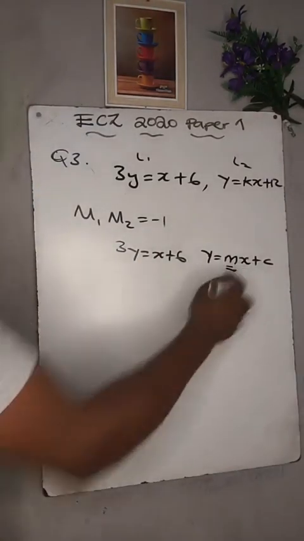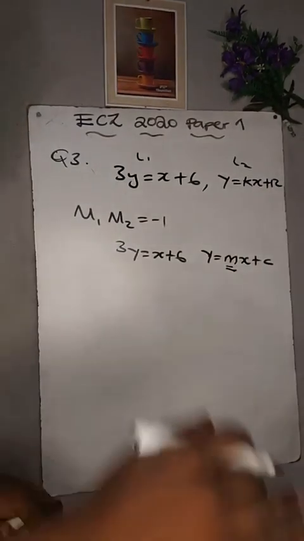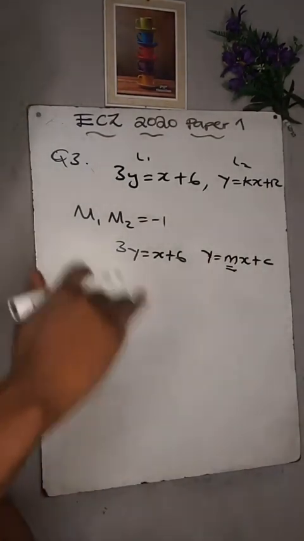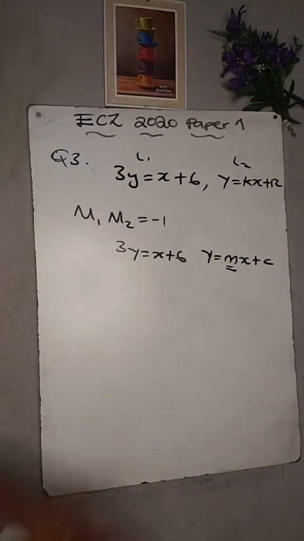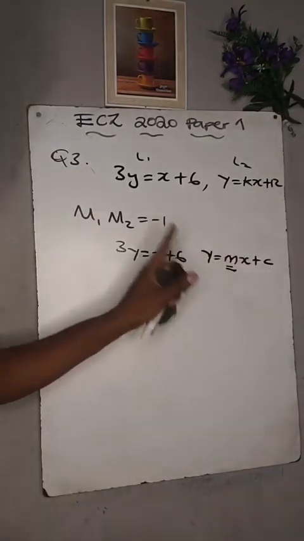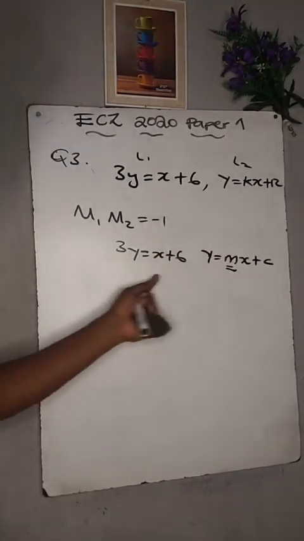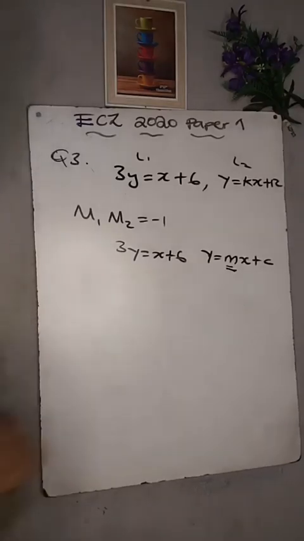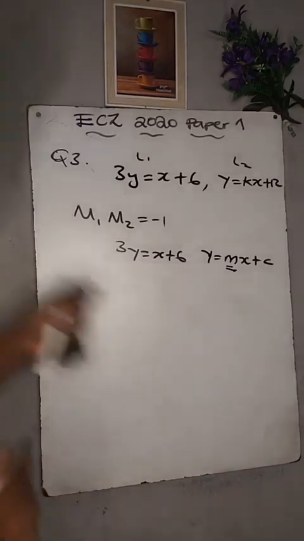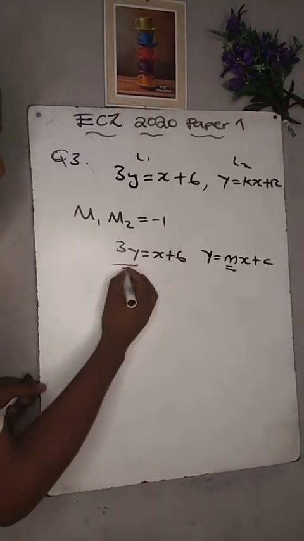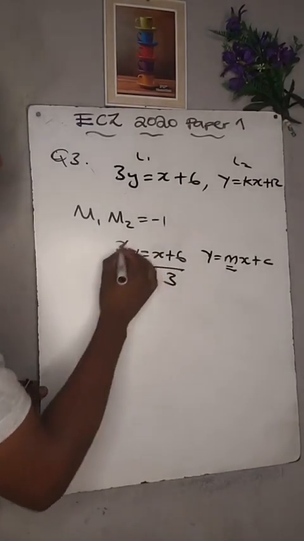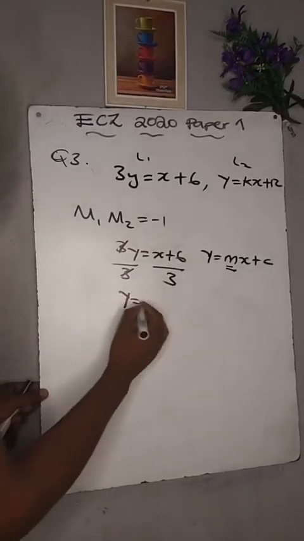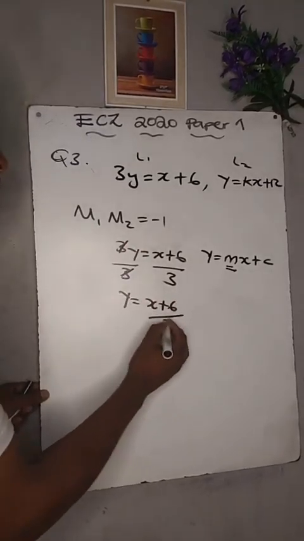Then we have x if we have been given a point in the x-axis, and the y if we have been given a point in the y-axis. So we need to now rewrite this equation of a straight line in that form. My good friends, we need to rewrite that. So what we do, we are going to divide both sides by 3. Now we're going to have y is equal to x plus 6 over 3.